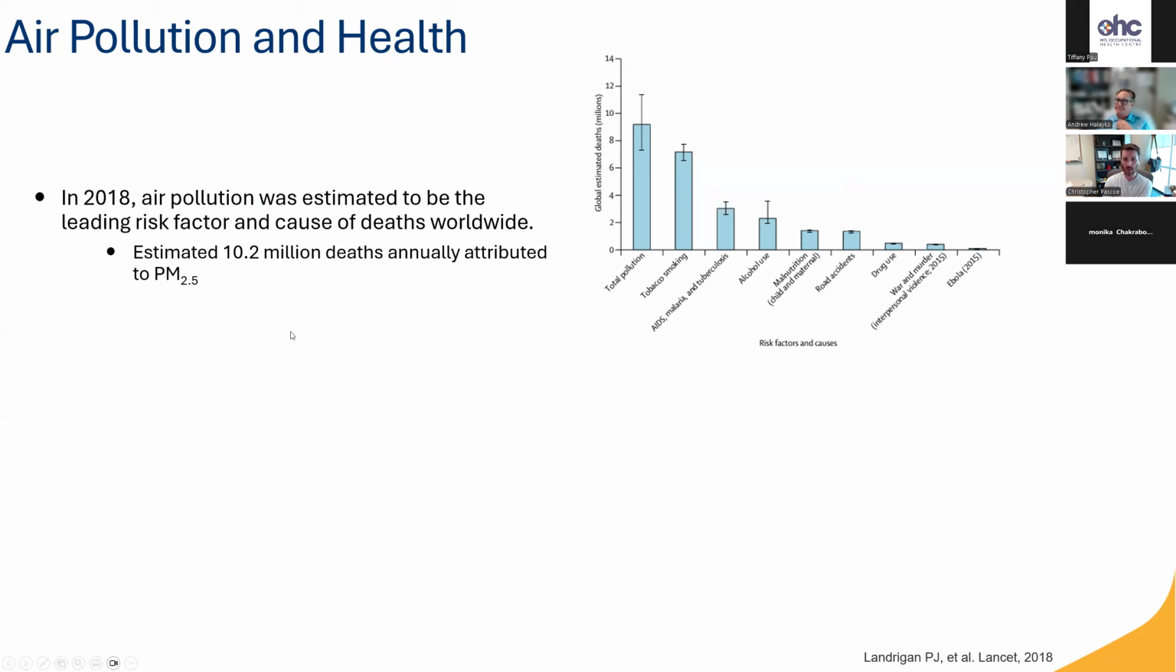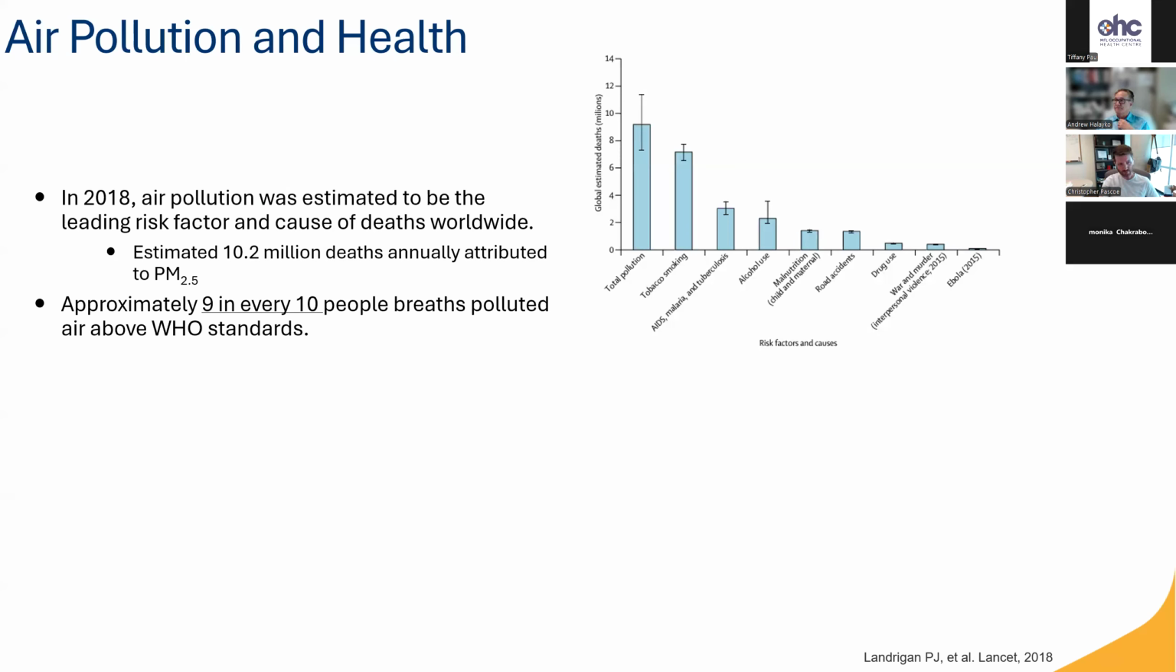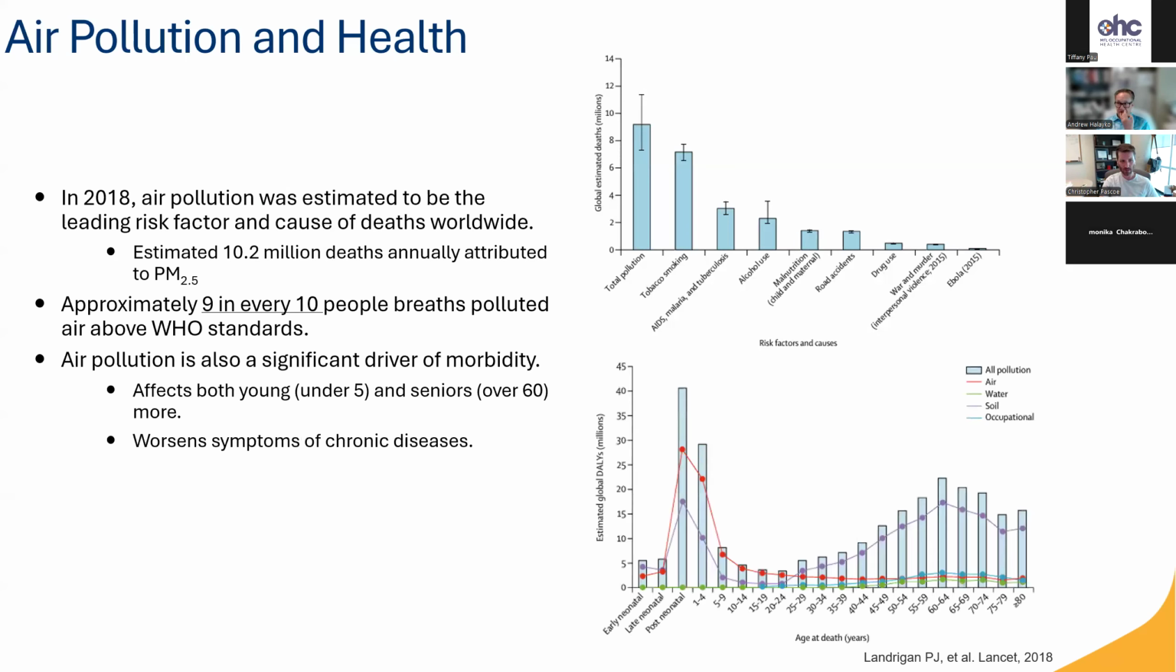And it was estimated that about 10.2 million deaths annually in the world were attributable to PM 2.5. This exceeds tobacco smoking in terms of death, AIDS and other infectious diseases, and alcohol use. So pollution is a big burden in society and in the world these days. Approximately 9 in every 10 people around the world breathes air that is above the WHO standards. Now, those are pretty strict standards compared to, say, the Canadian standards, but it illustrates that the air we breathe isn't always clean, and we do need to consider the long-term consequences of this.